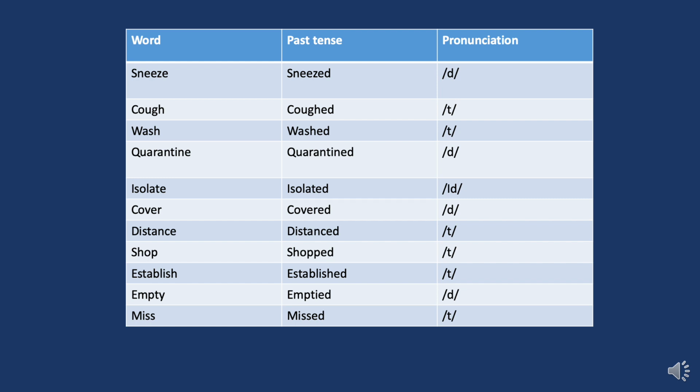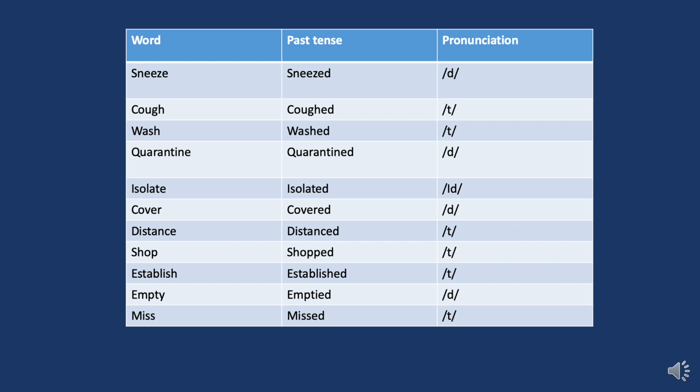The next word is distance. If you look at the past tense, distanced, since the last sound is s, no vibration, right? You should not feel a vibration in your throat. That takes a T sound. The next word is shop. The past tense is shopped. Notice the T sound at the end as the P is not vibrating.